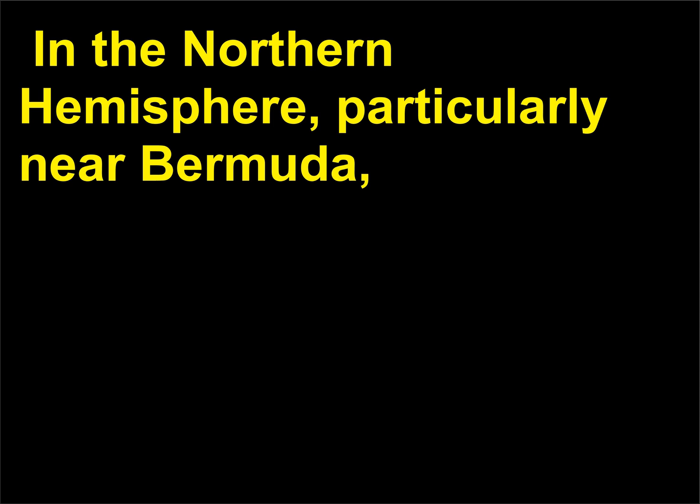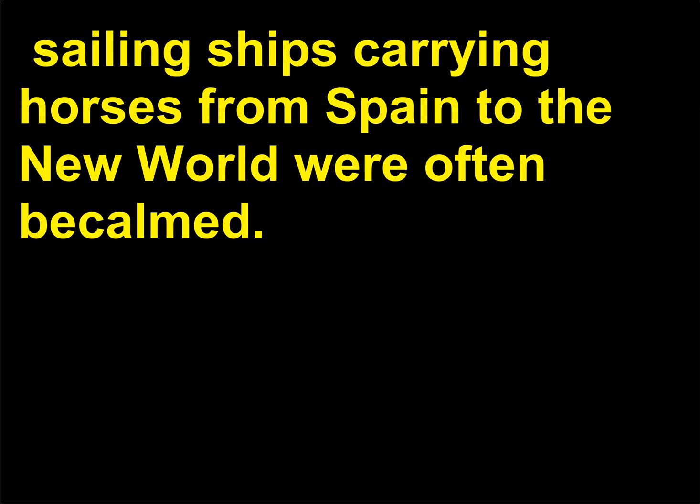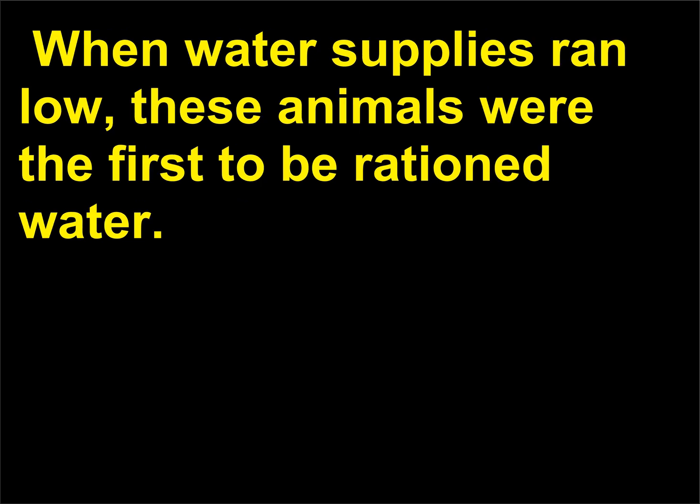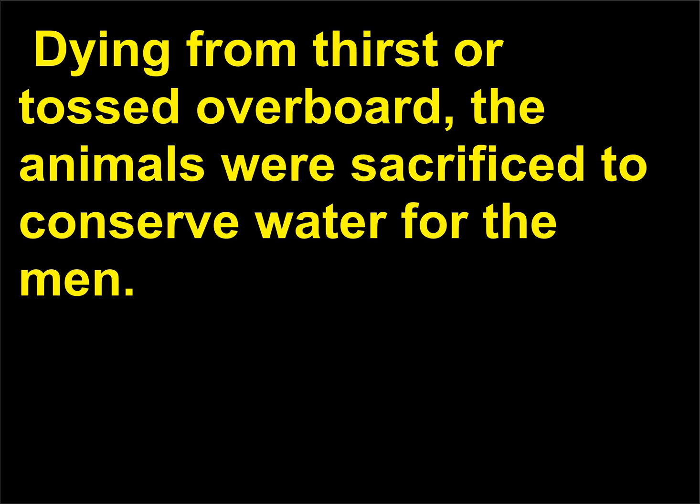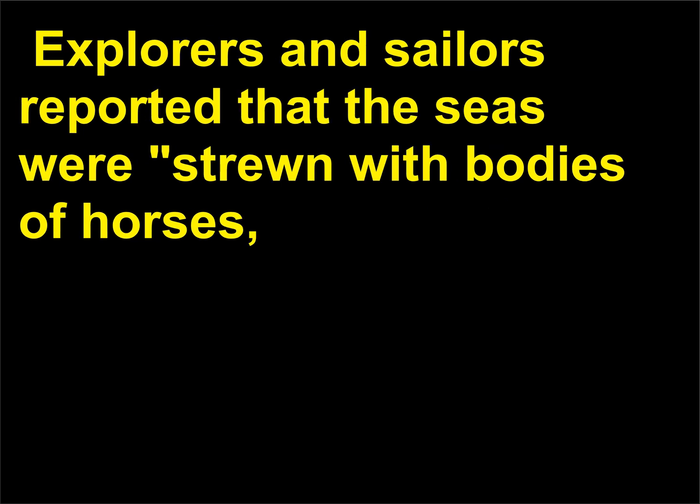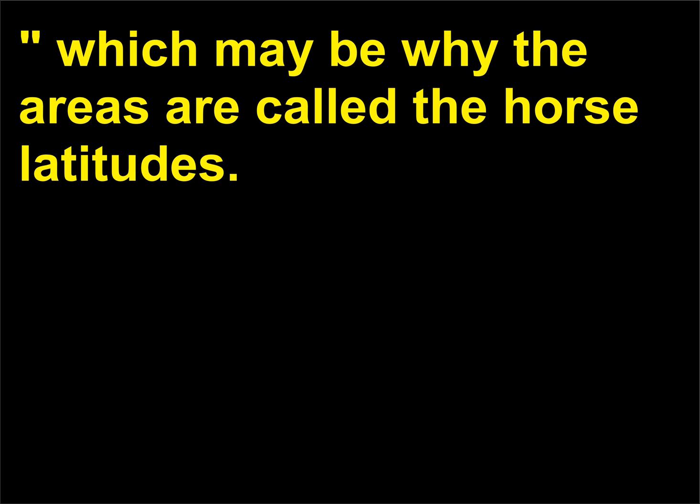In the northern hemisphere, particularly near Bermuda, sailing ships carrying horses from Spain to the New World were often becalmed. When water supplies ran low, these animals were the first to be rationed water. Dying from thirst or tossed overboard, the animals were sacrificed to conserve water for the men. Explorers and sailors reported that the seas were strewn with bodies of horses, which may be why the areas are called the horse latitudes.